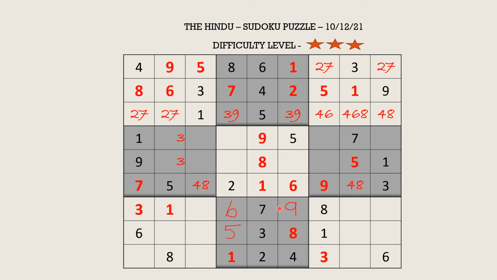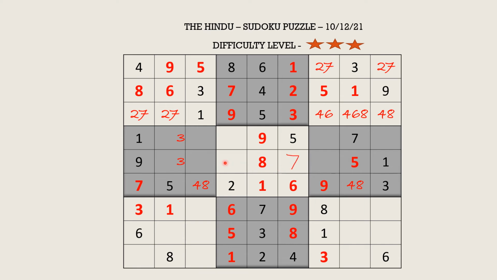So this 9 cancels out the 9 here. And this becomes a 3. So, and this 3 gets cancelled out here and this becomes a 9. So this column has only one missing number now, which is obviously 7. So let's fill it 7.